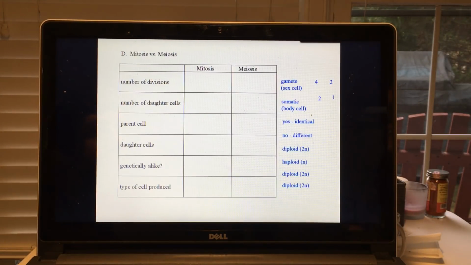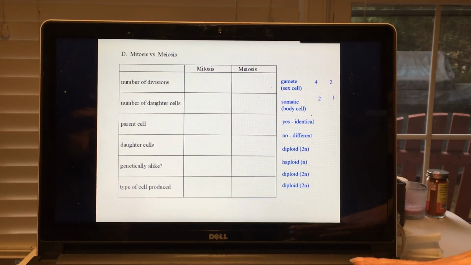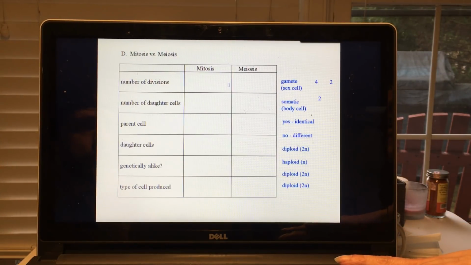So now this last slide is just kind of a review of a comparison between mitosis and meiosis. And if you're asked during this unit to write a comparison, this would be a great place to start as a graphic organizer. So how many times does the cell divide in mitosis? Just once. How many times does a cell divide in meiosis? Twice. How many daughter cells do you get from mitosis?